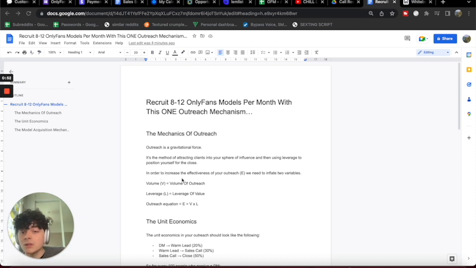So in order to increase the effectiveness of your outreach, which we're going to represent with the letter E, we need to inflate two variables. The two variables are volume and leverage. V stands for volume of outreach and L stands for leverage of value. So the outreach equation can be simply distilled down to this: the effectiveness of outreach equals the volume of outreach times the leverage of value.